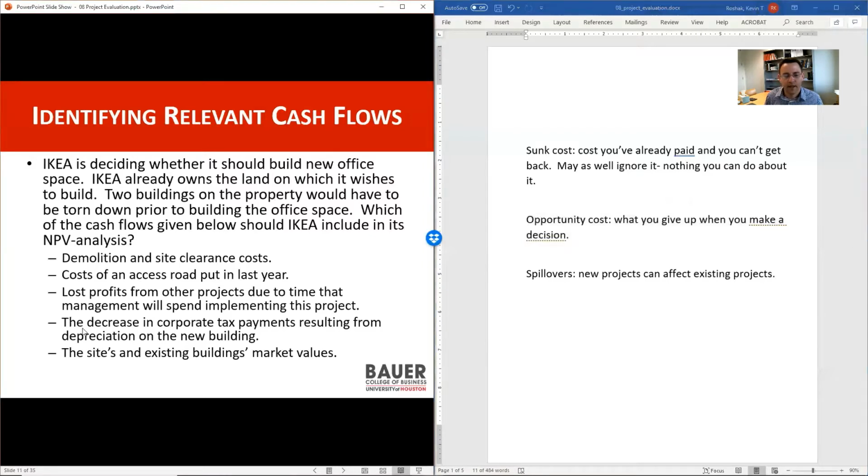Fourth bullet point, what about the decrease in corporate tax payments resulting from the depreciation of the new building? Okay, is that relevant?